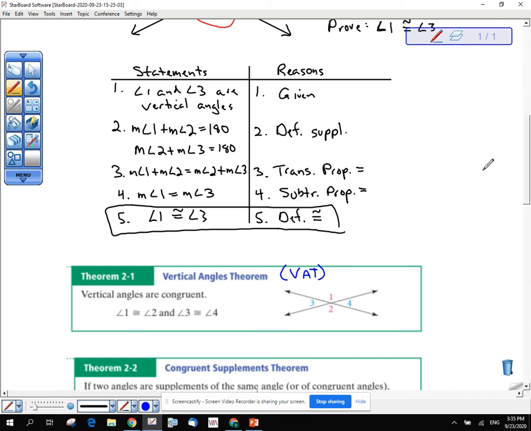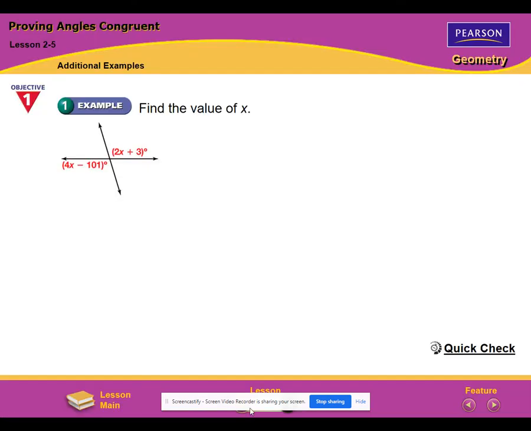Okay? Now, one more example, then we're just going to run through the last of the theorems, which are all simple. Here's another way that you can apply vertical angles to a problem. This is not a proof, this is just an algebra problem. We would know that this angle is congruent to this angle. Therefore, you can go 2x plus 3 is equal to 4x minus 101. Notice they did not say justify each step, so you don't have to. But we could say this angle is congruent to this angle by vertical angles. Then 2x plus 3 is equal to 4x minus 101, that would be substitution, and then justify your algebra steps.